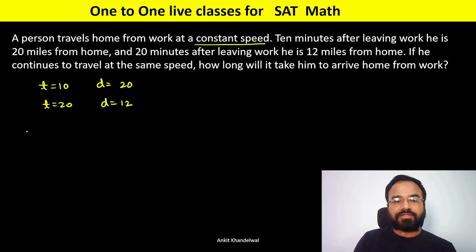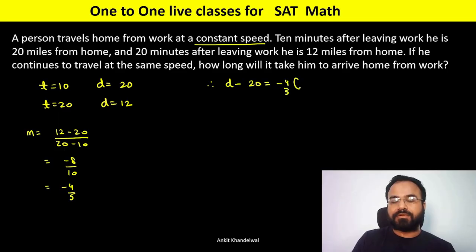So first we can find the slope. Slope is y2 minus y1 over x2 minus x1. So that's going to be negative 8 over 10, or negative 4 over 5. Then using the point-slope form, we can write the equation. This is the distance d over here. So d minus d1 is equal to slope times t minus t1. This is the relationship between d and t.